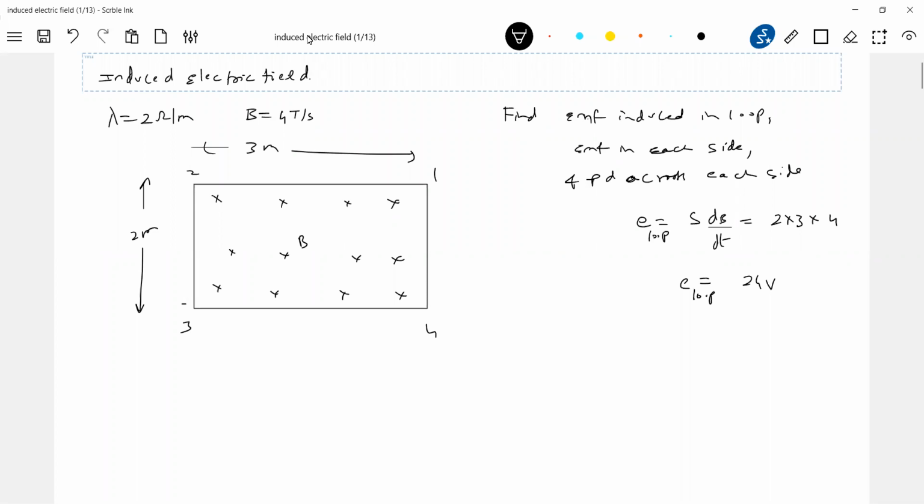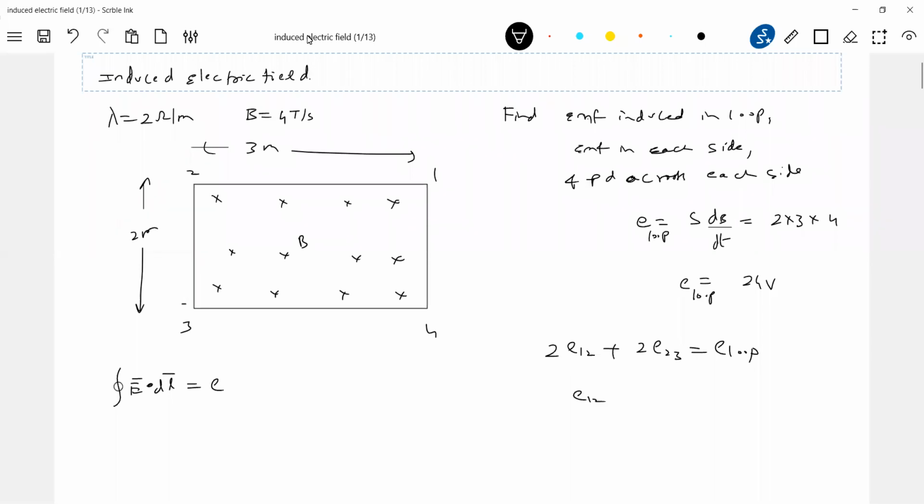How much in each side? Don't divide by 4, because the EMF induced is proportional to length. Go back to the basic formula. The EMF induced in the loop is proportional to the length. So the EMF induced in 1,2 and 2,3: 2 times the EMF induced in 1,2 plus 2 times the EMF induced in 2,3 should be equal to the EMF induced in the loop. On what basis? The EMF induced will be shared by each side, and EMF is proportional to length.